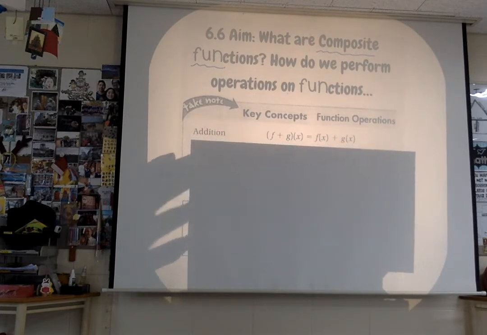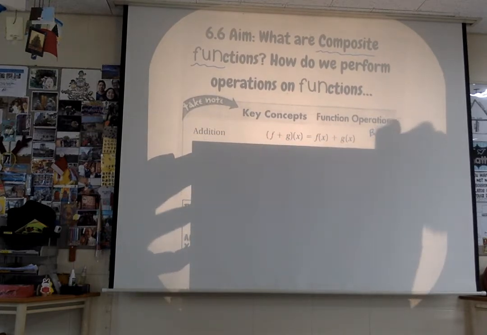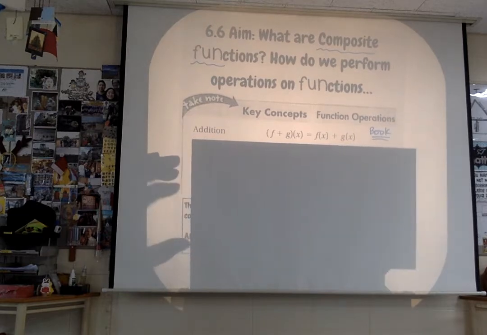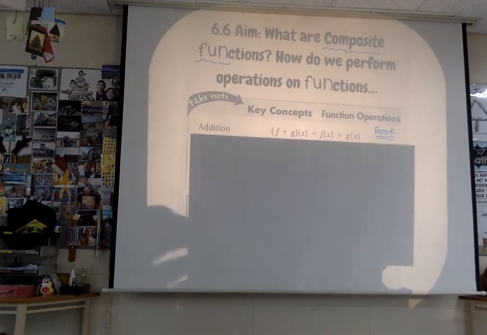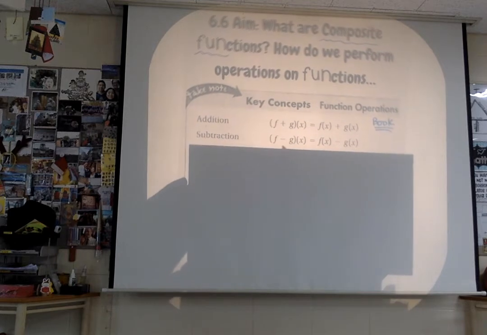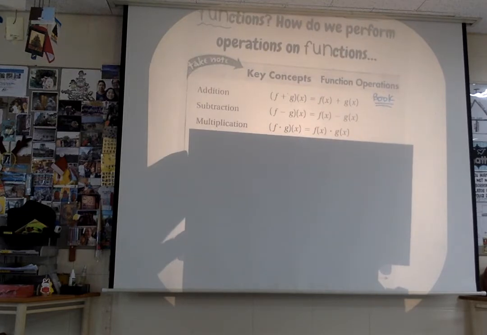Alright, so here's some properties. These are from your book, okay guys? We have addition. The function f plus g of x is equal to f of x plus g of x. So I can write it either way, okay? Subtraction, same thing. If I have f minus g of x, it is equal to f of x minus g of x. Multiplication, I have f times g of x is equal to f of x times g of x. And I'll show you examples of this.